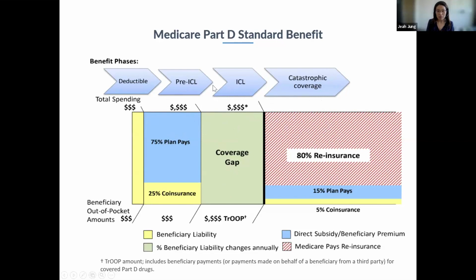So the benefit phase variable takes the first digit of these benefit phase names, DPIC. And if you remember this type of names, then you can easily identify which benefit phase this specific event belongs to.